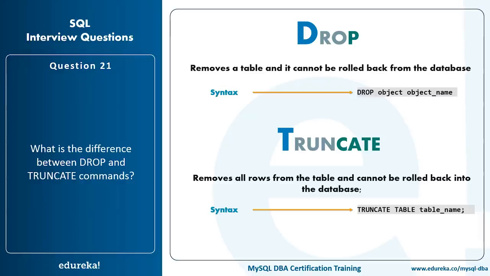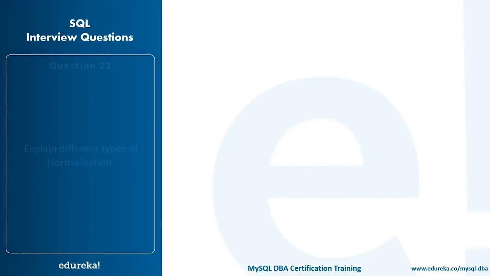The syntax of both the commands is almost the same. The syntax of the drop command is basically drop, object, and object name, that is basically the table and table name. And the syntax for the truncate command is truncate, table, and table name. So guys, that was about the drop and the truncate command. Now let's move forward to the next question.